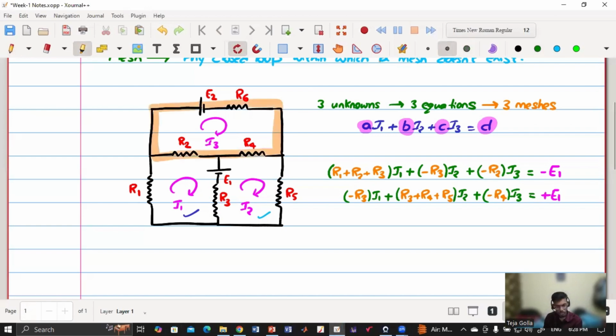Now I have to get the I1 coefficient, I2 coefficient, and I3 coefficient. So what will the I1 coefficient be? The negative of the resistance that is in common between the mesh M3 and M1. So can anyone tell me what will be the coefficient of I1?